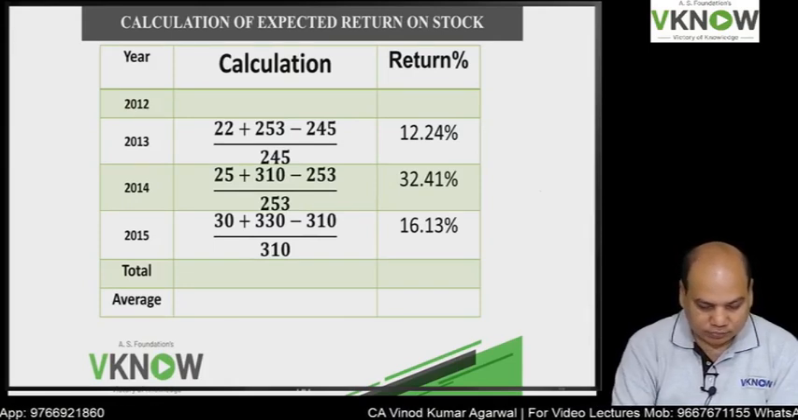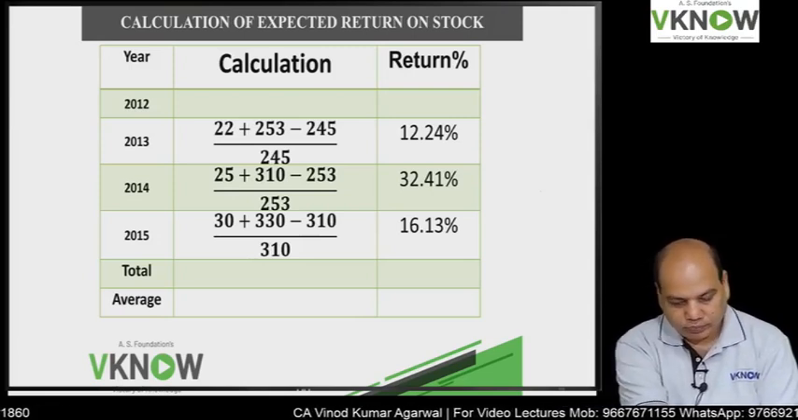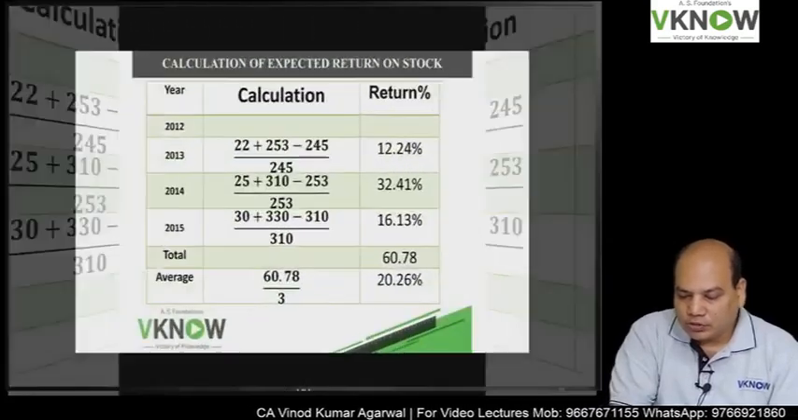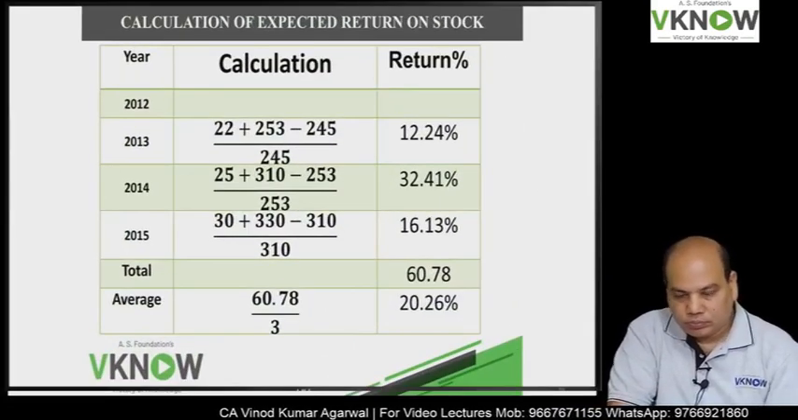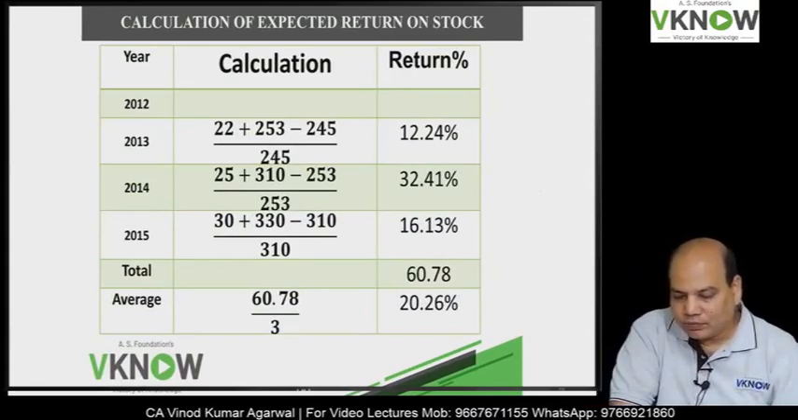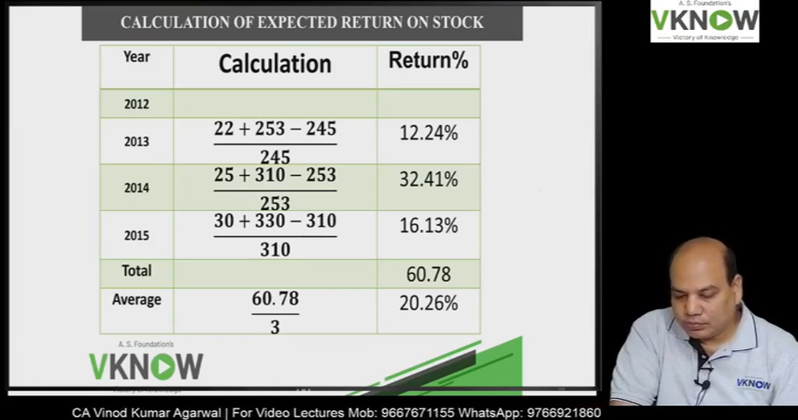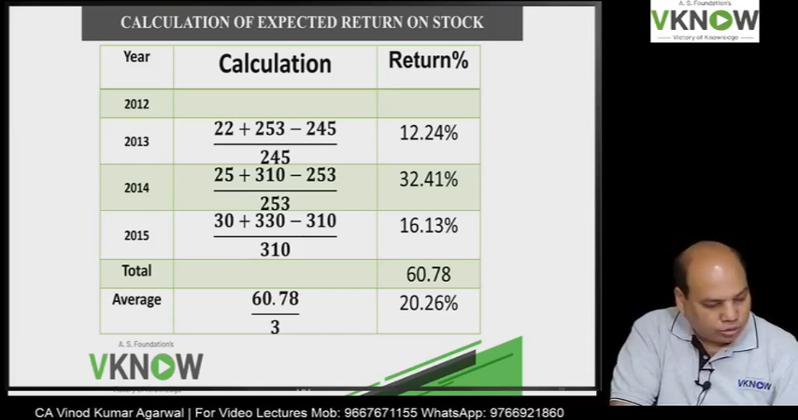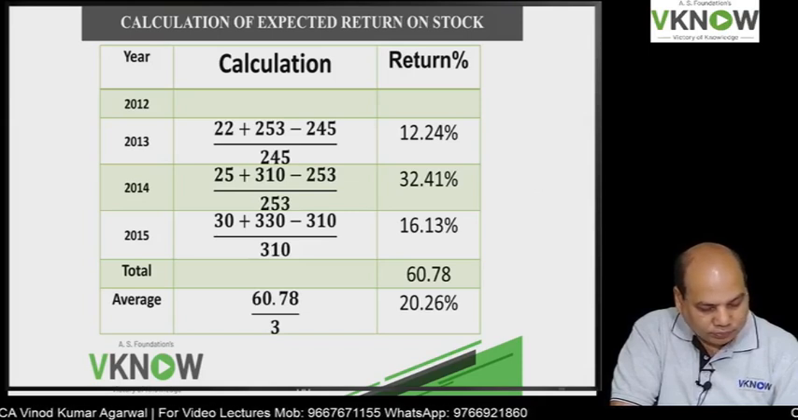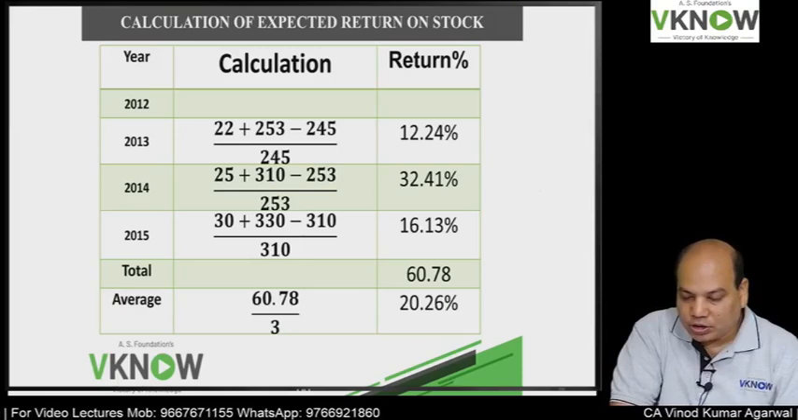Is the answer right? Then take the total of the last column. Total is 60.78. Divide by 3. That will give you 20.26%. Is it right? 20.26% is right. This is your average return of the stock.